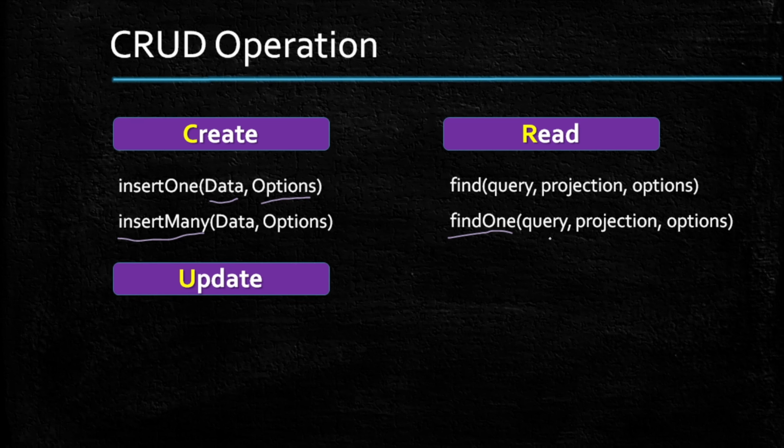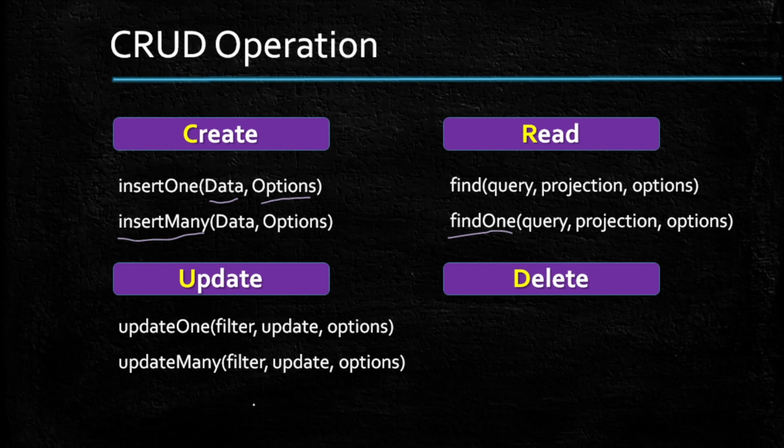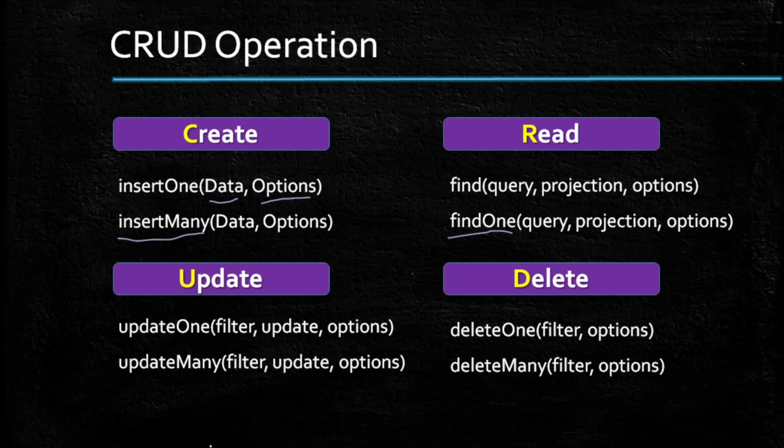Now we will understand the update operation in MongoDB. There also you have two methods: one is updateOne and another is updateMany. These two methods expect three parameters: the first one is filter, then update, then options. The first method will update one record at a time based on the filter, and updateMany can update more than one record at a time. Now we will understand the last operation, that is delete. In delete also you have two methods: one is deleteOne and another is deleteMany. When you use deleteOne, it will delete one record at a time. On the other hand, deleteMany can be used to remove multiple documents.